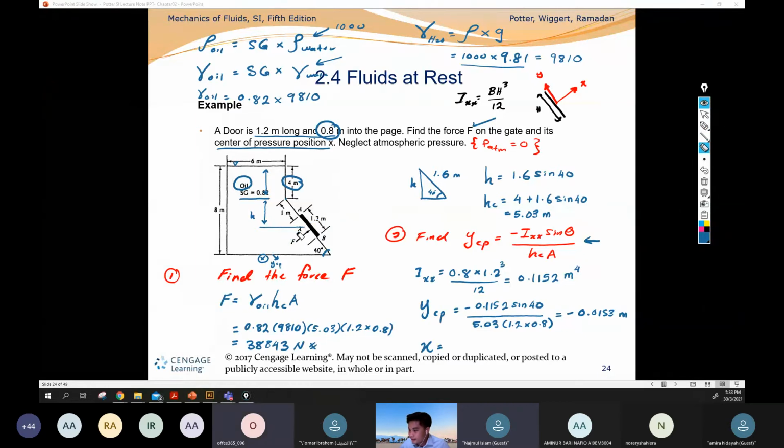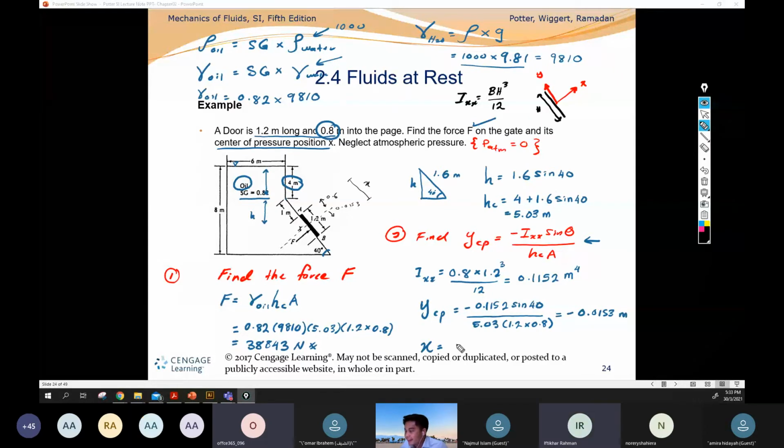Okay, how to get the value of X? We already know YCP. Okay, the centroid is there. This is the centroid. What's the value of the centroid? It's 0.6. Then the YCP is below it. So the value of YCP is below the centroid, 0.0153. So what's the value of X?